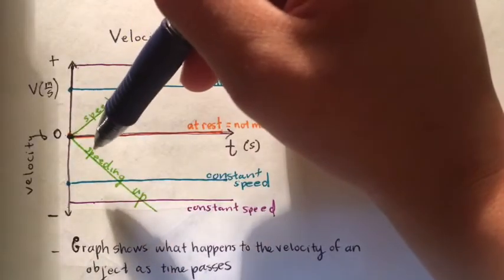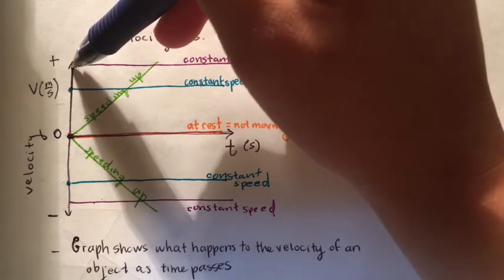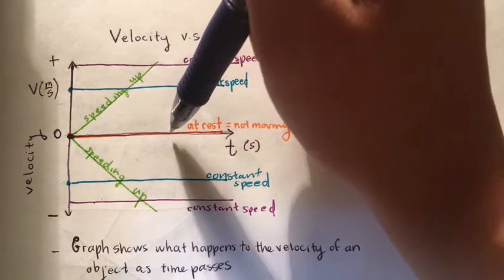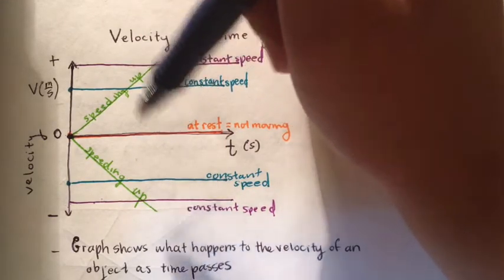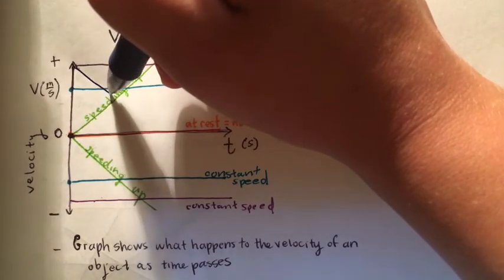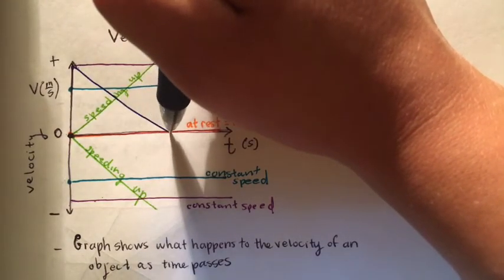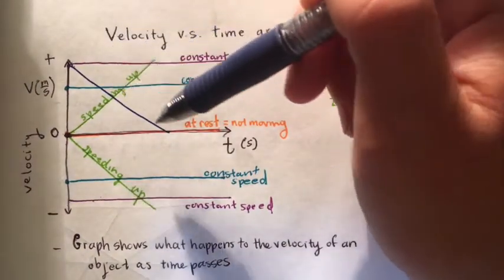So our graph is going to start with a positive velocity, but then it's going to end with 0 velocity because the person ends up at a stop. So I'm going to draw a diagonal line, and voila. So they're moving in the positive direction, but they're slowing down.